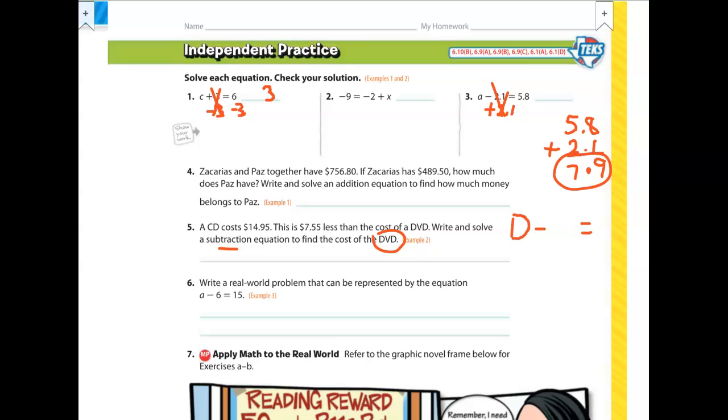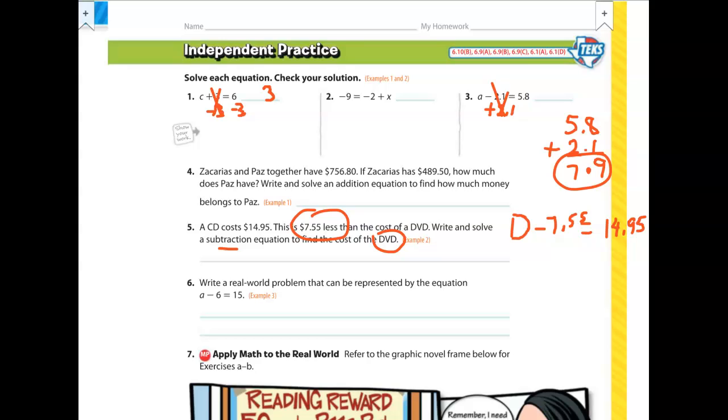Very good. A CD costs $14.95. This is $7.55 less. So that is what's getting subtracted. So $7.55, and again, my 5s look like S's. That's okay. And the answer for that equation is $14.95. So I'm going to write that right here.